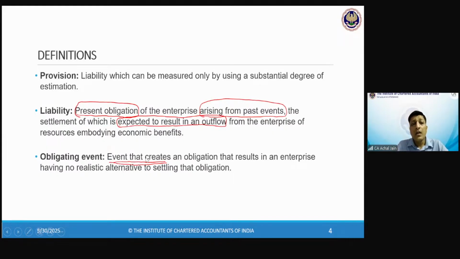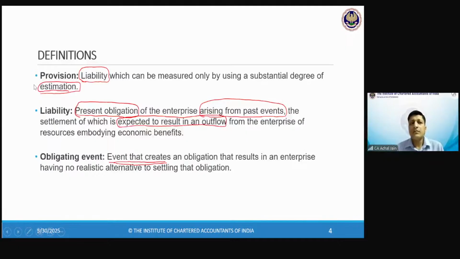Now, what is a provision? Provision is also a type of liability. Now, this is very, very important. Provision is also a kind of liability, but in case of a provision, we have a slight sort of problem. So what is that problem? The problem is that we require some sort of estimation in respect of this liability. Okay, now what do you mean by this estimation?